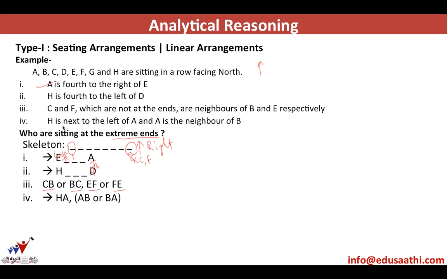Then H is next to the left of A. So this is given confirmed. It cannot be AH, it has to be HA because H is immediately left of A. And also A is a neighbor of B. So this is again semi-final information. We do not know what the final could be. It could be either AB or BA.